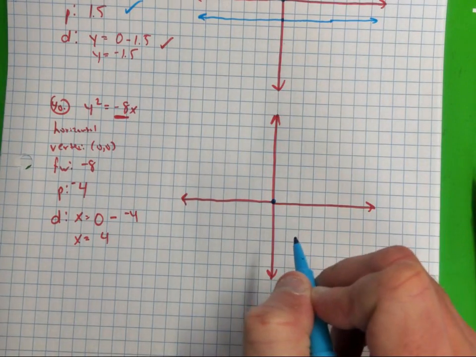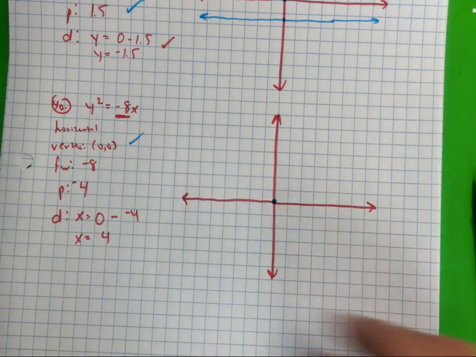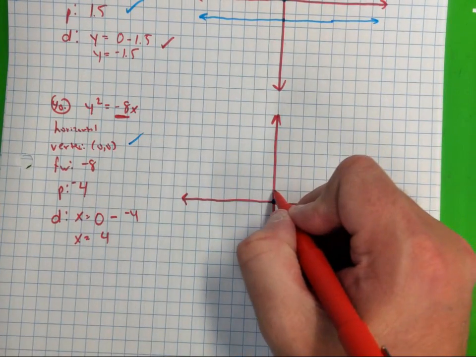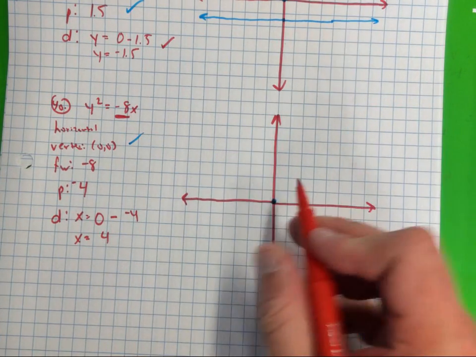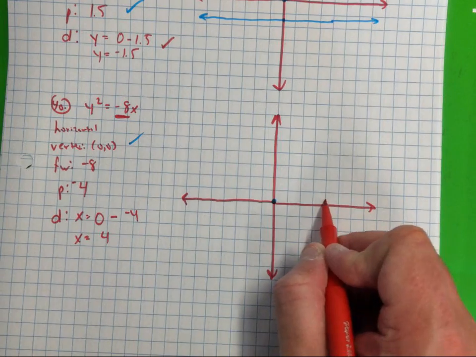Vertex 0, 0. Graph it first. Directrix: x equals negative 4. x equals 4. 1, 2, 3. Oh, going the wrong way. Sorry. 1, 2, 3, 4.